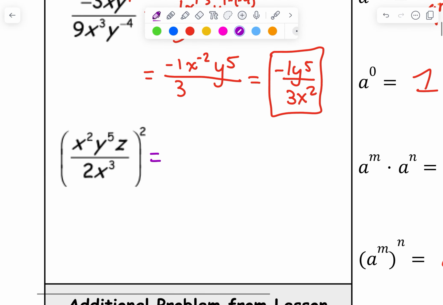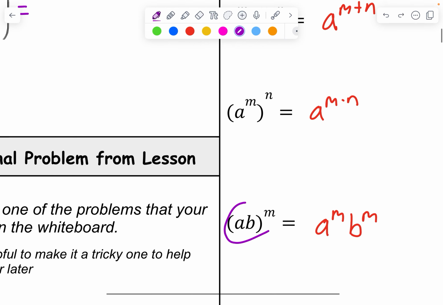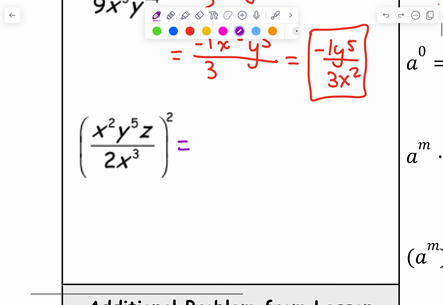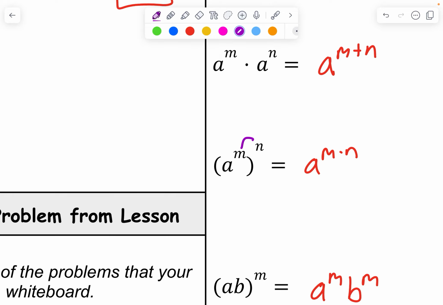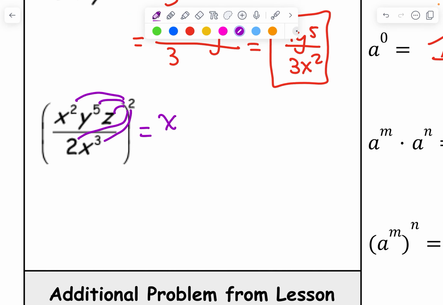So this rule, if you look down here, when you have an exponent on the outside, actually this one is more applicable here, you want to distribute that exponent to all the terms that are in the parentheses. So we're basically going to distribute this 2 to all of these terms right here, all 5 terms. And remember, when you distribute an exponent into another exponent, you multiply those together. So what I'm going to do is x to the 2 times 2, y to the 5 times 2, and z to the 1 times 2, because this was z to the first originally.